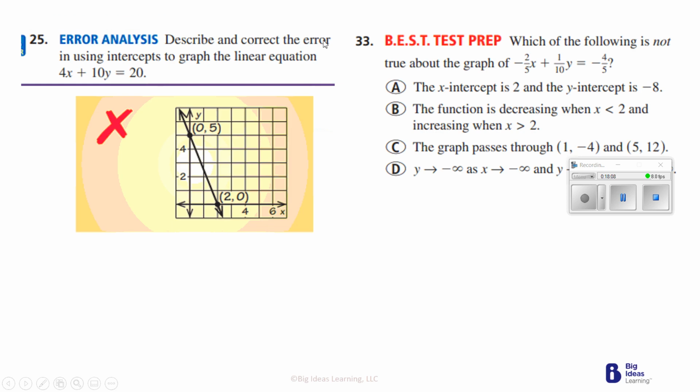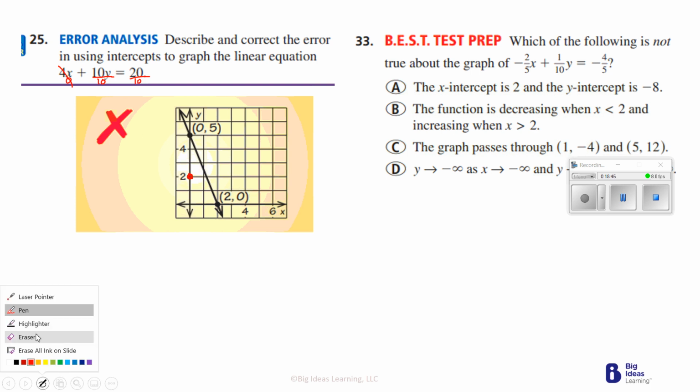25 says describe and correct the error here using the intercepts to graph the linear equation. According to this, it's going to pass through y at 5, cross through x at 2. Let's find out if this is true. Well, I know if I made x 0, then it's going to cancel out, and I'd have to divide by 10 to find y, and 20 divided by 10 is going to be 2. So y equals 2. So what we have here is x equaling 2. We need y to be here.